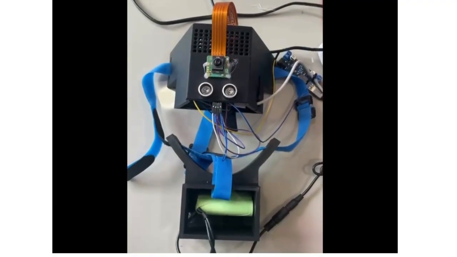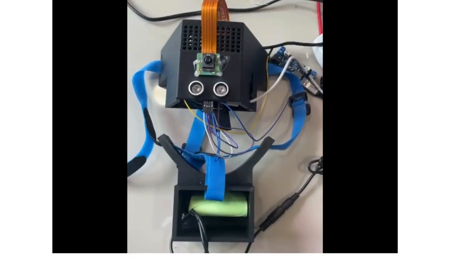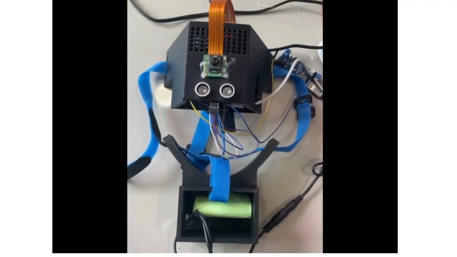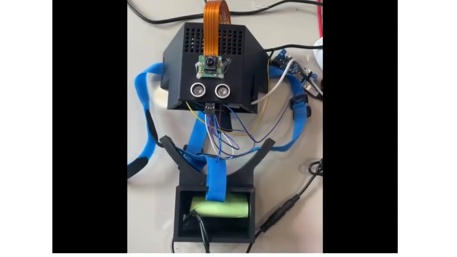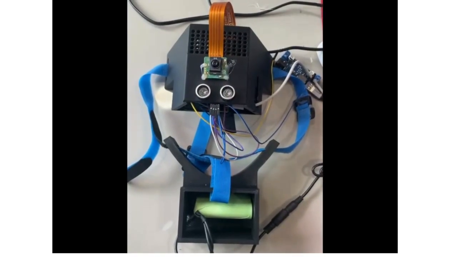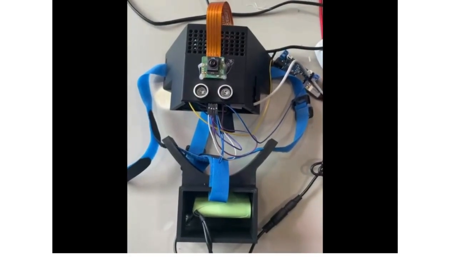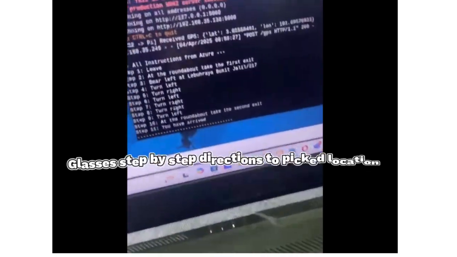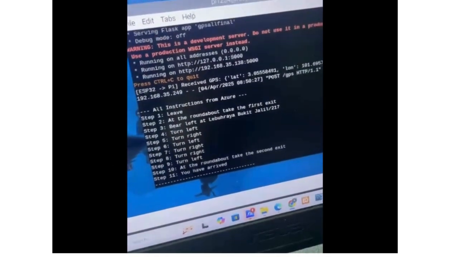Step 1. Leave. Step 2. At the roundabout, take the first exit. Step 3. Bear left, Lebuhraya Bukit Jalil, 213. Step 4. Turn left. Step 5. Turn right. Step 6. Turn left. Step 7. Turn right. Step 8. Turn right. Step 9. Turn left. Step 10. At the roundabout, take the second exit. Step 11. You have arrived.